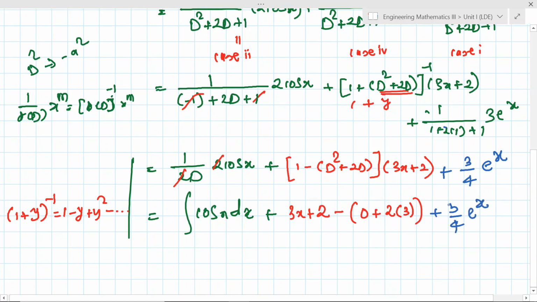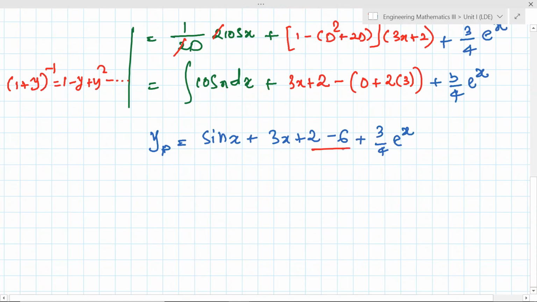Now we are in the final stage of the answer. Therefore my yp is equal to integration of cos x, which is sin x, plus 3x plus 2, 2 into 3 is minus 6, and plus 3 by 4 into e raised to x. Just do that subtraction, 2 minus 6, and that's it. So 2 minus 6 is minus 4, and therefore my yp is equal to sin x plus 3x minus 4 plus 3 by 4 e raised to x.